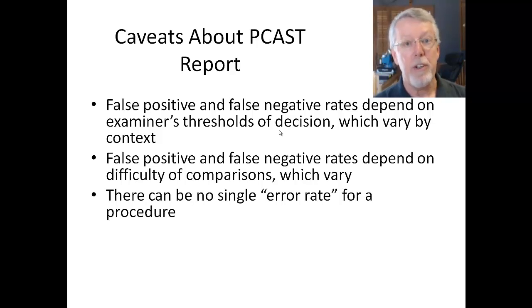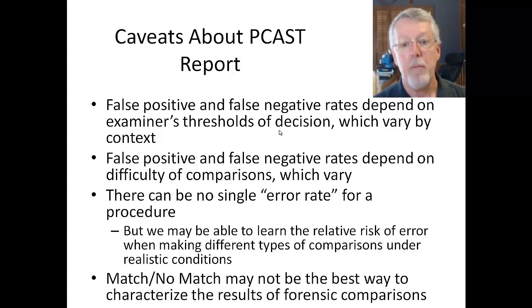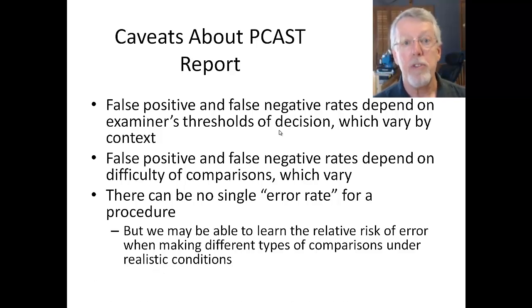There's so much variation according to the difficulty of comparison that there's unlikely to be a single error rate for any procedure. It makes no sense to ask what is the error rate for latent print analysis, for example, because the error rate for latent print analysis probably varies a lot depending on how difficult the comparison is in a given case. We may be able to learn the relative risk of error when making different kinds of comparisons under realistic conditions, but there's probably no single number or set of numbers that would characterize the rate of error for any particular procedure. It's likely to be a range.